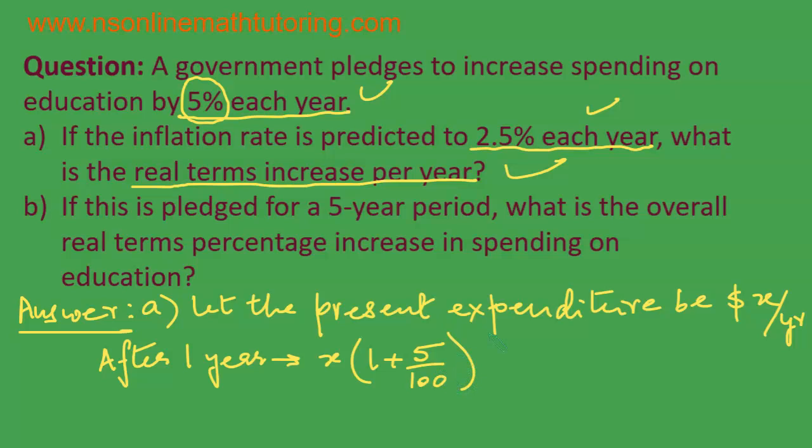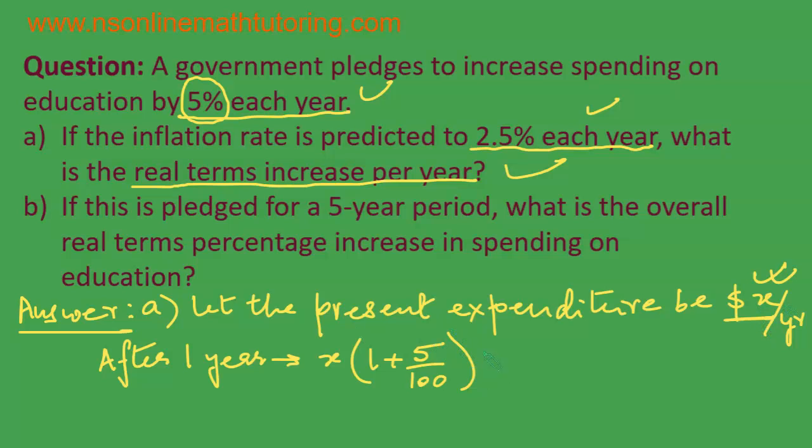Now, at present, the yearly expenditure on education is $X. And this $X purchasing power is $X.